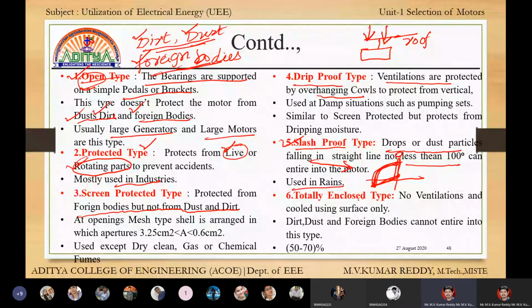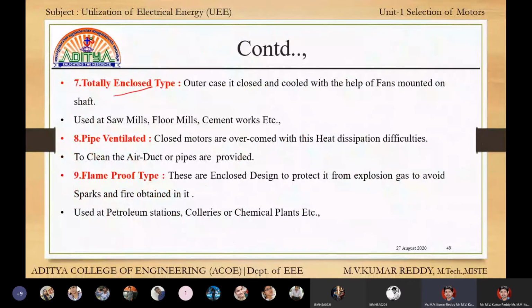Okay, total enclosed type. It is completely enclosed, but for cooling purposes we use only the surface. Next one, total enclosed type with fan. That means it is totally enclosed, but for cooling purposes here we are using fans. Used in sawmills, flour mills, cement works, etc.